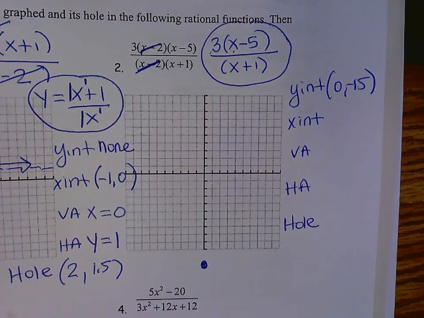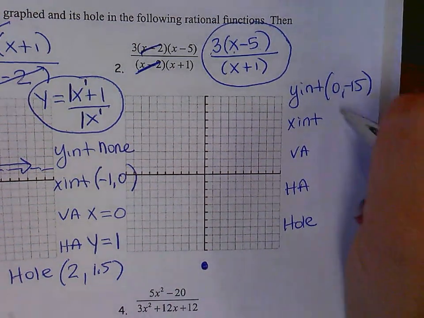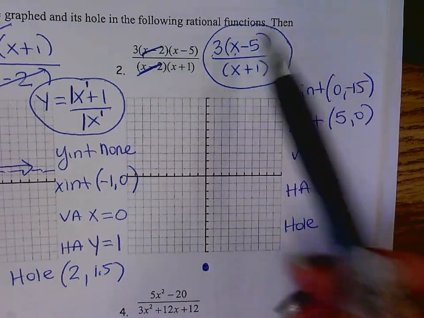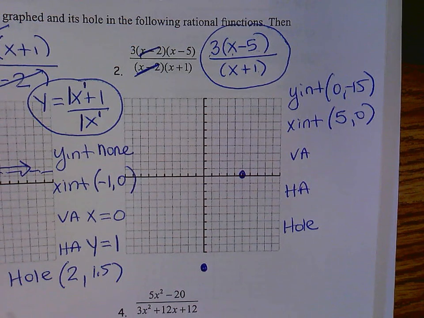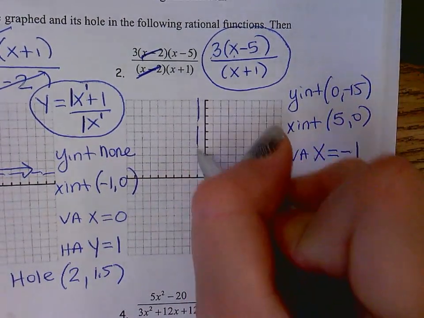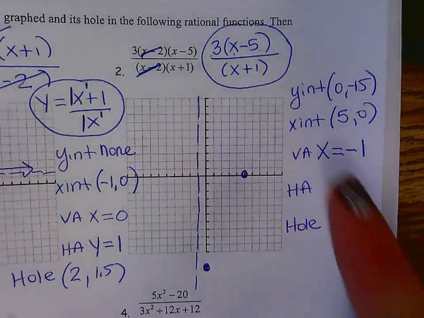My next step, what would make the numerator 0? My x-intercept. Positive 5 is my x-intercept because x minus 5, positive 5 is what would make that 0. My next step, my vertical asymptote. What makes the denominator undefined? I'm only looking at the denominator. So x equals negative 1. So I have a vertical asymptote at negative 1. I can kind of see that that's going to be an elbow.